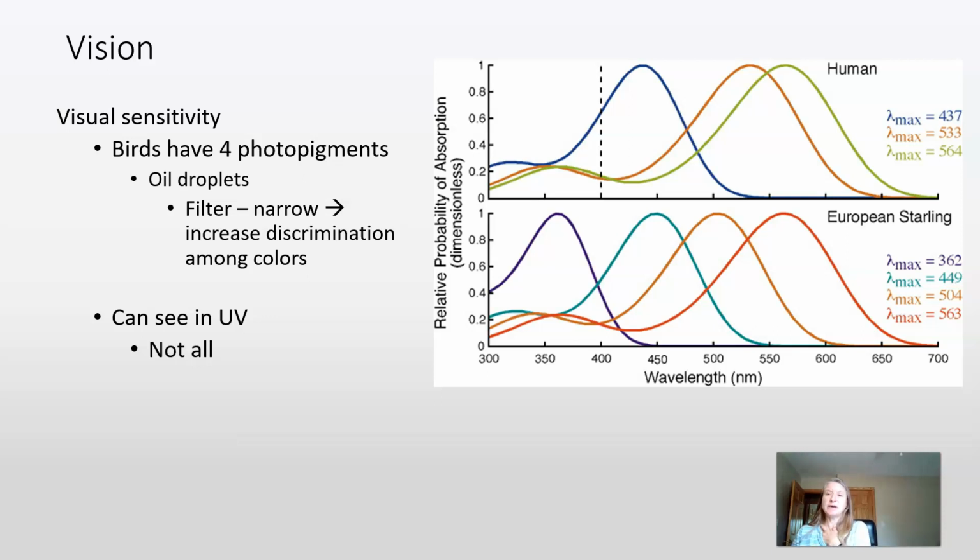With color vision, again, this happens in the cones of birds. We talked about with feathers and the pigments that birds do have 4 photopigments, where we only have 3. Humans only have 3. Some mammals don't have all 3. But birds in general can see in the UV.